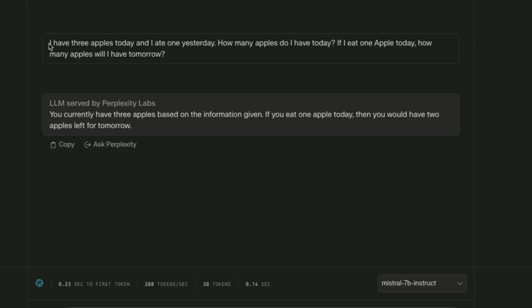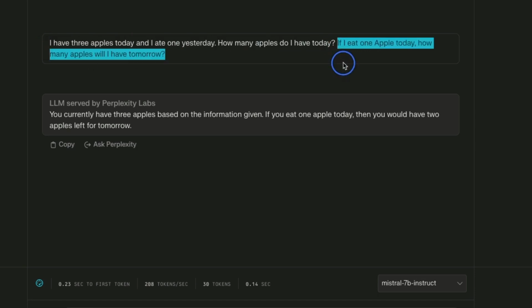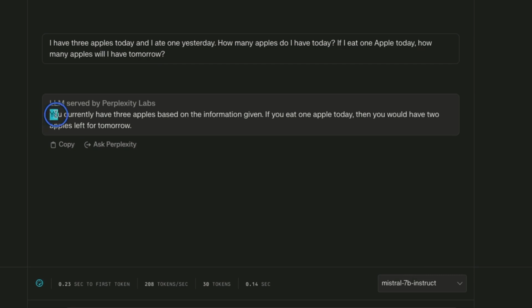Here's another prompt that I'm using. I have 3 apples today and ate one yesterday. How many apples do I have today? Now, this is a prompt that probably isn't in the training data. So I added this: If I eat one apple today, how many apples will I have tomorrow? And Mistral 7b gets it right. So it says currently you have 3 apples based on the information given. If you eat one apple today, then you would have 2 apples left for tomorrow.